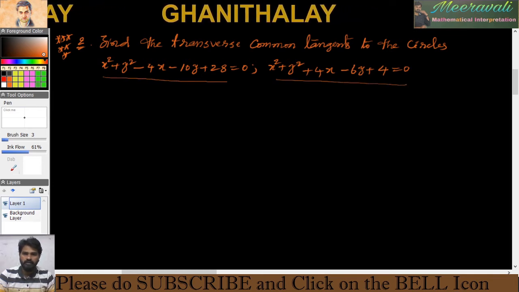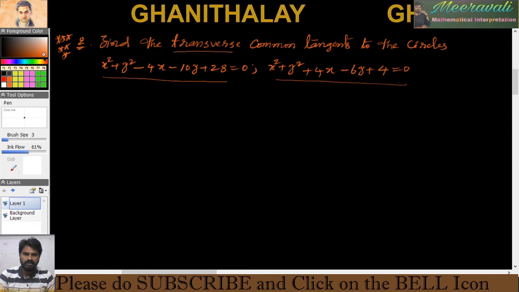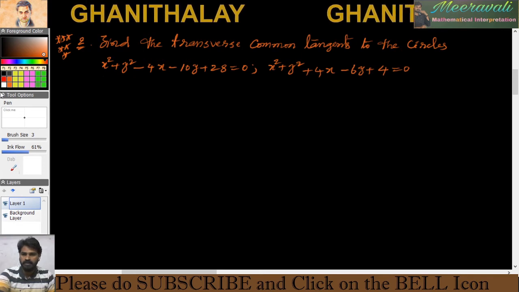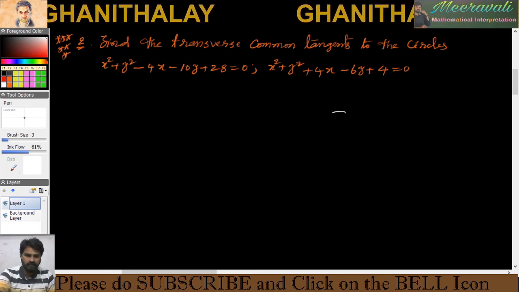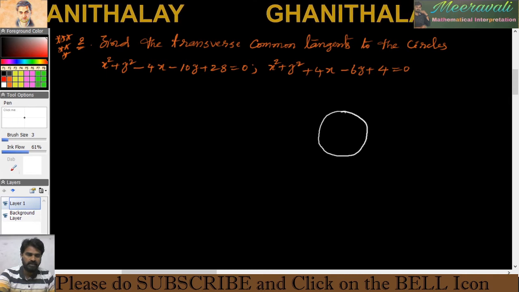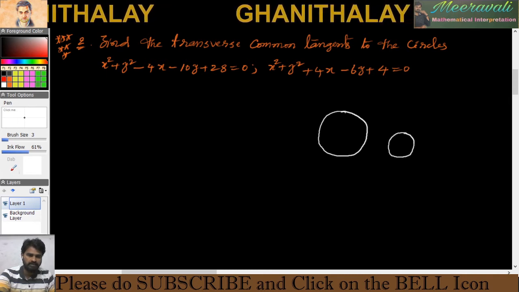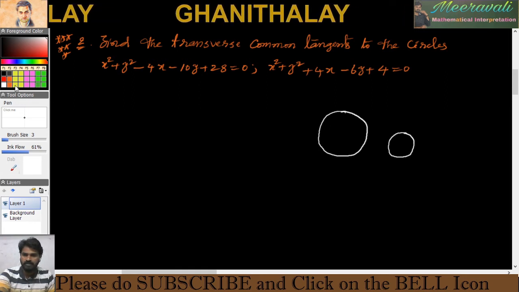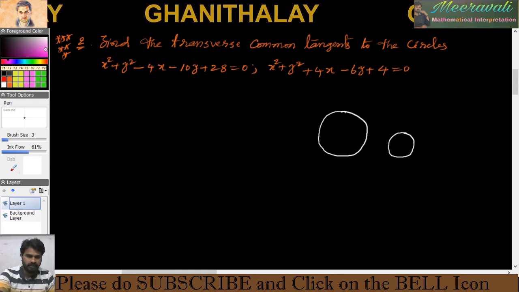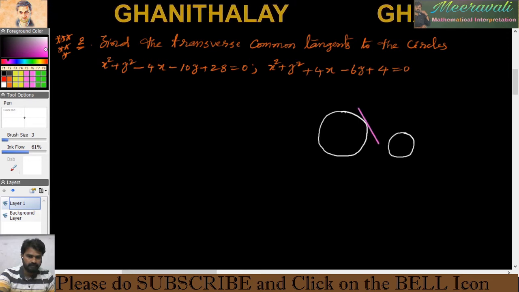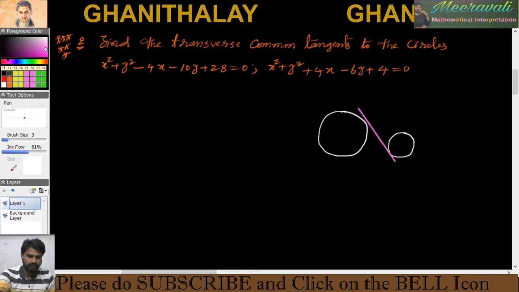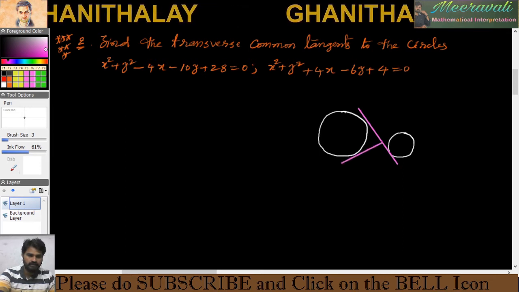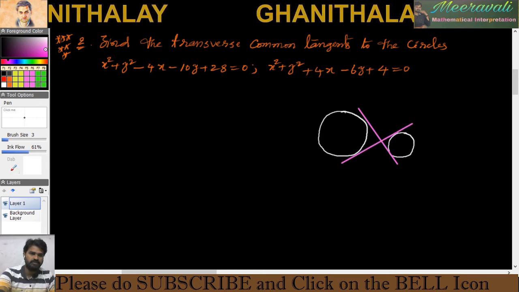Now what should we find out here? Here we are going to find the transverse common tangents. So diagrammatically the transverse common tangents can be drawn like that. Suppose the first circle can be taken as this one and the second circle as this one. Now the transverse common tangents, you can draw this transverse common tangent like that. So this is one of the transverse common tangents. Another one is like that. So this is another transverse common tangent.